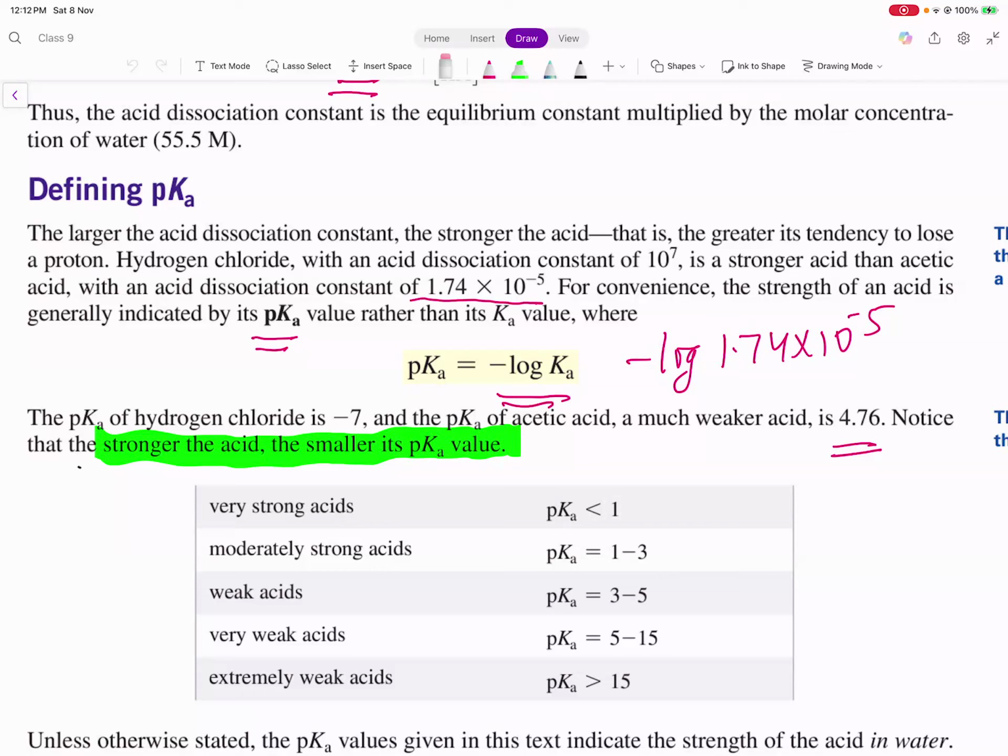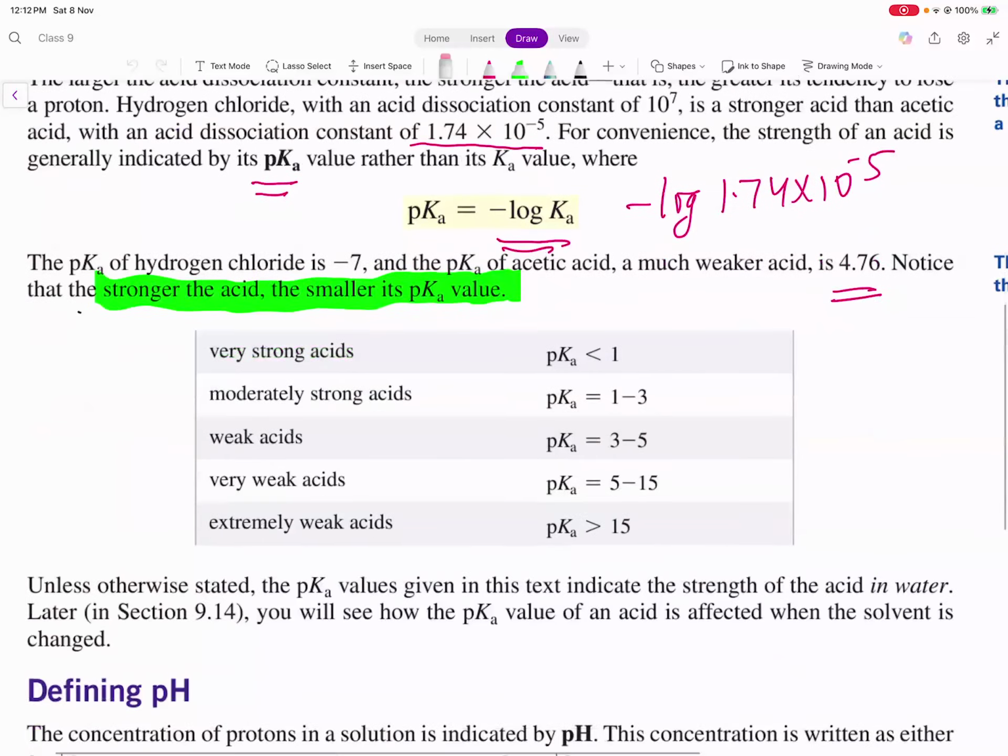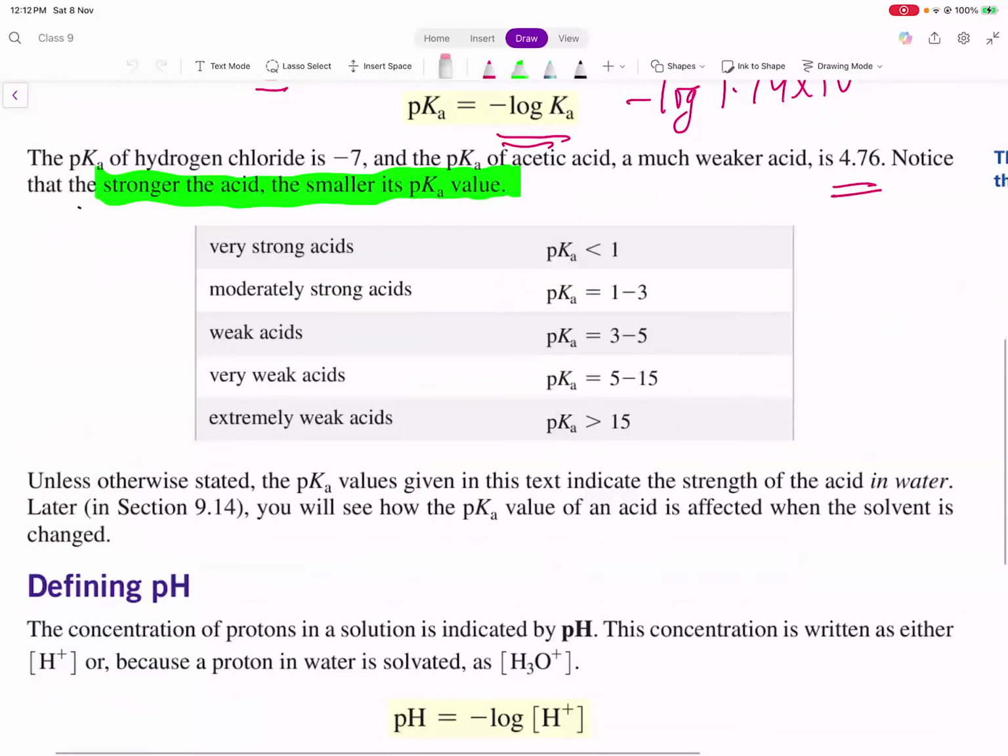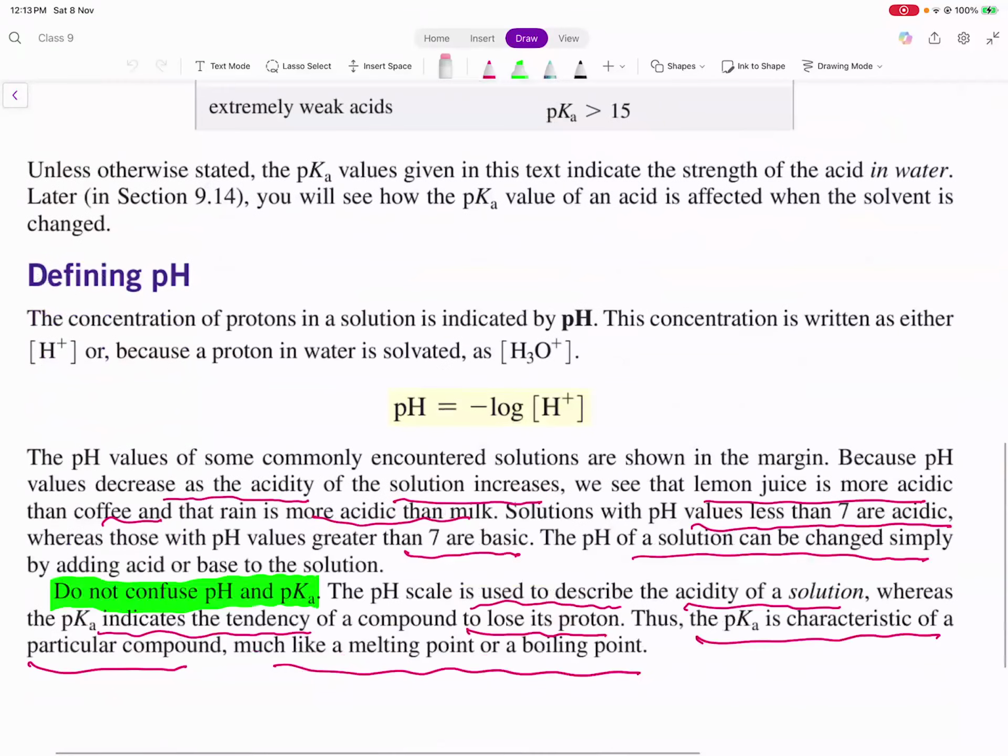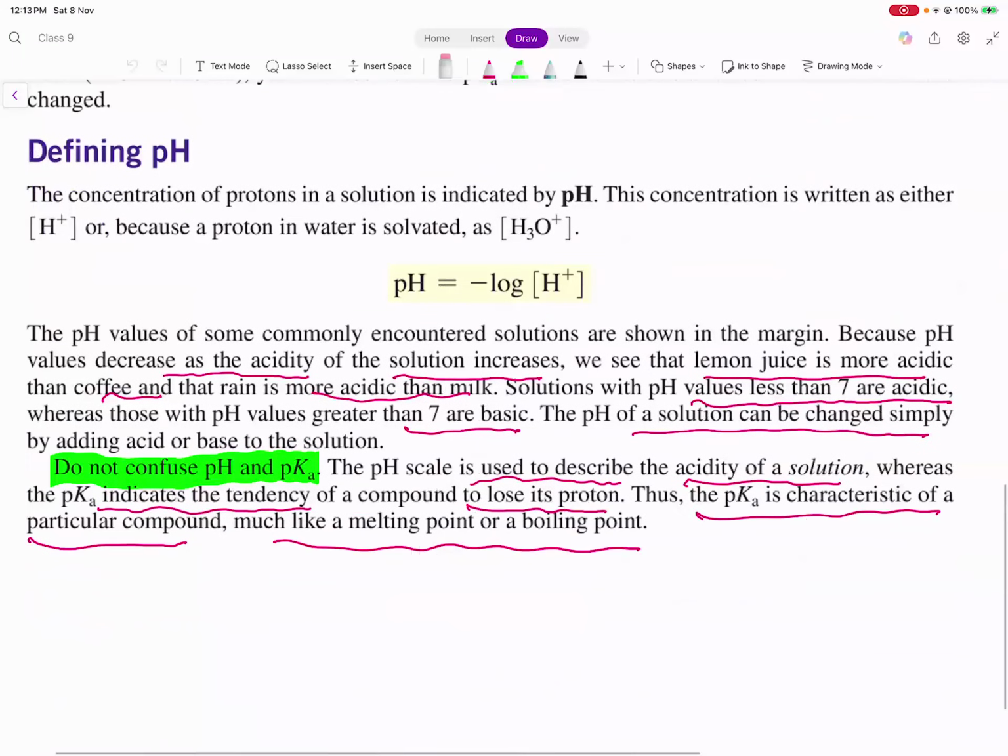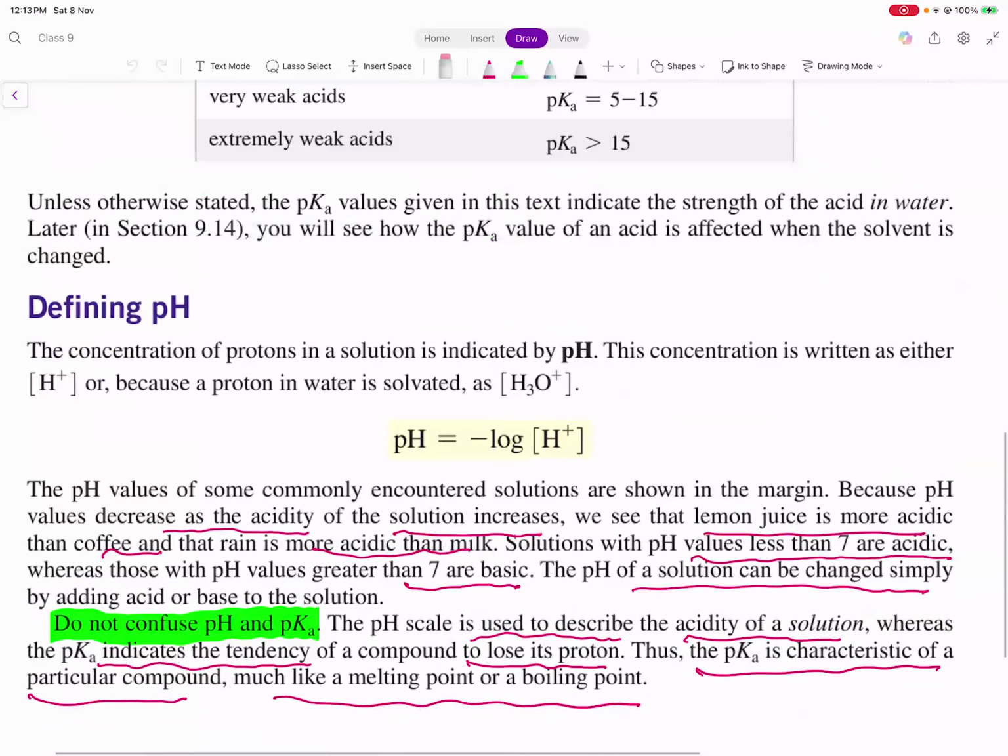So let's see. Very strong acid, pK less than 1. Moderately strong, 1 to 3. Weak acids, pK 3 to 5. Very weak, 5 to 15. And after that, extremely weak acid, pK greater than 15. Defining pH, pH is equal to negative log of H plus. Do not confuse pH and pK.